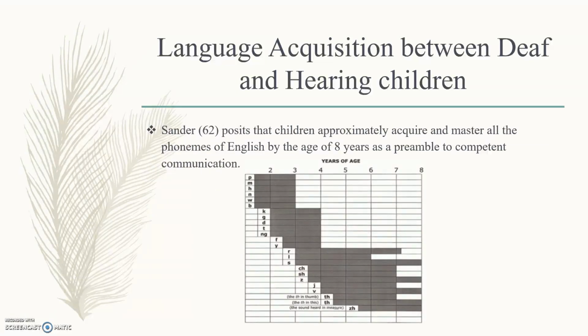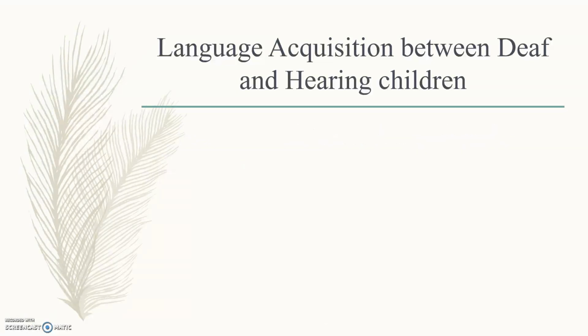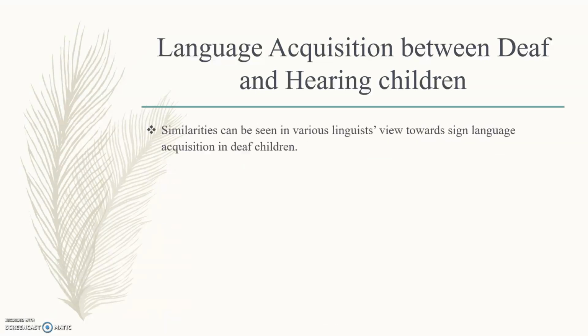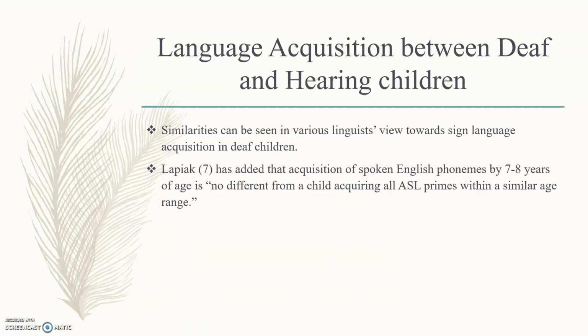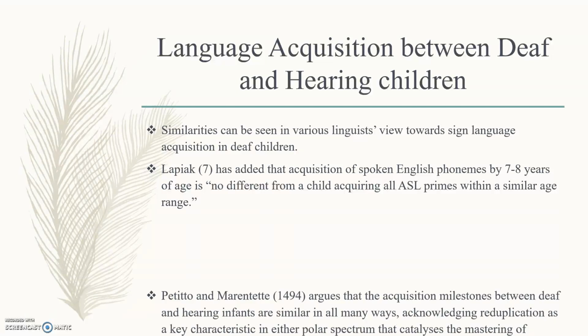So take for instance, Sanders points out in the case of spoken language that children approximately acquire and master all phonemes by the age of 8 years as a preamble to competent communication. In the case of sign languages, similarities could also be seen in these linguistic views. So Lapiak added that the acquisition of spoken English phonemes by 7 to 8 years is actually no different from a child acquiring all ASL primes within a similar age range.